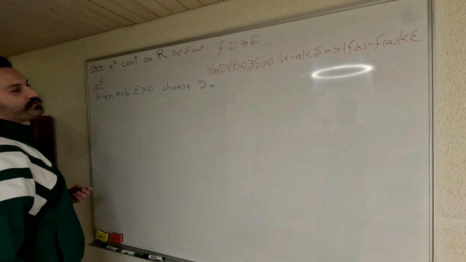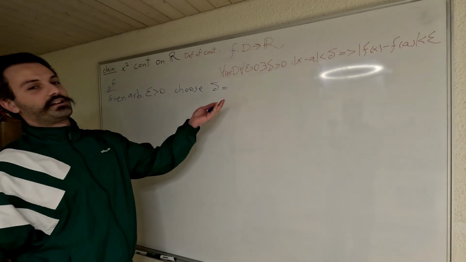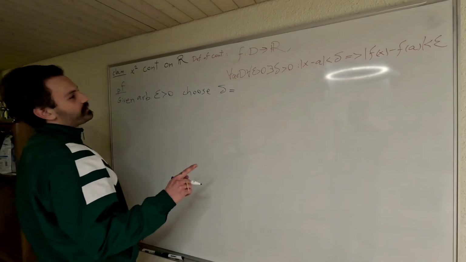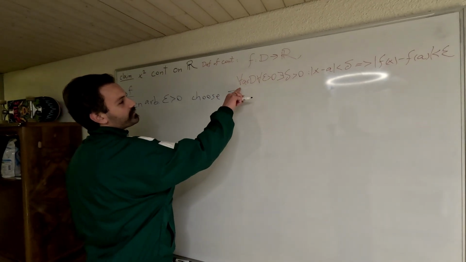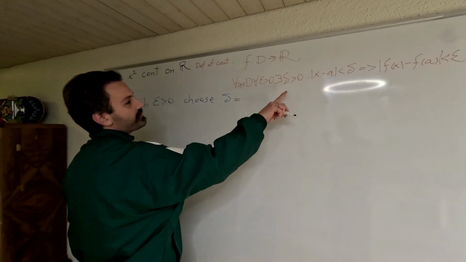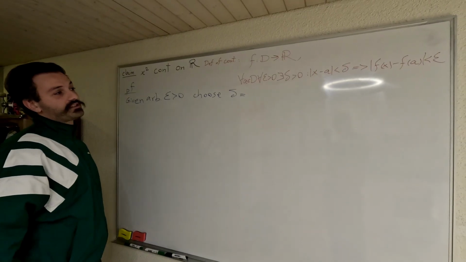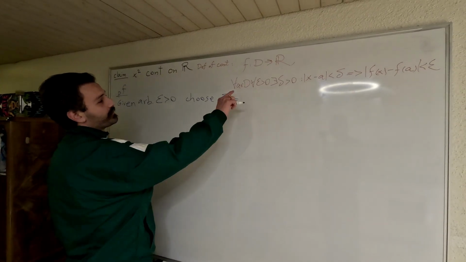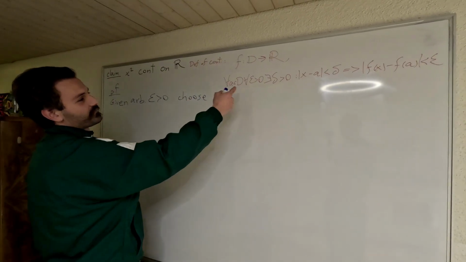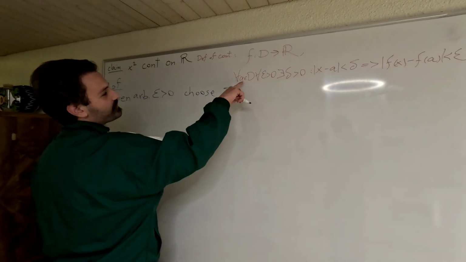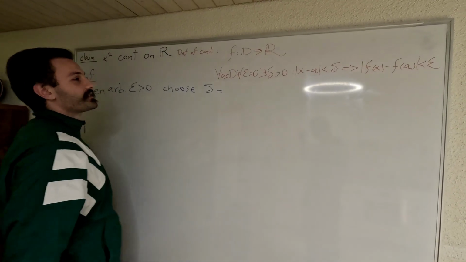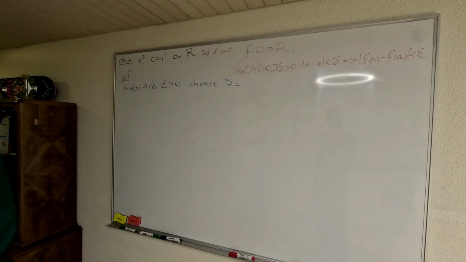But actually we have to calculate this. We don't know what delta is right now, but we can make some prediction. As I said, based on this statement, for all a in D, for all epsilon greater than 0, there is a delta. Our delta should depend on everything on the left side in the statement. Those are a and epsilon, and we have to ensure that our delta is greater than 0. All right, let's go further.